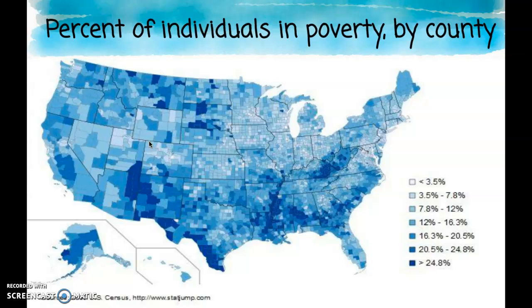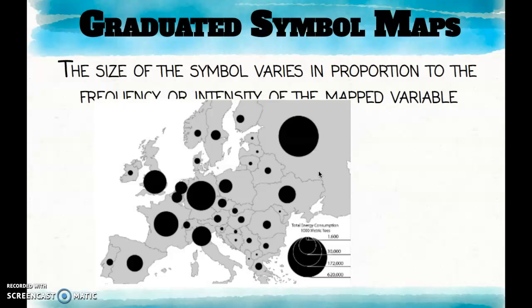Here's another example of a choropleth map where you can see the percent of individuals in poverty by county. So this is actually a pretty large scale map because it's broken down by county rather than what we usually see, which is by state or by city level.